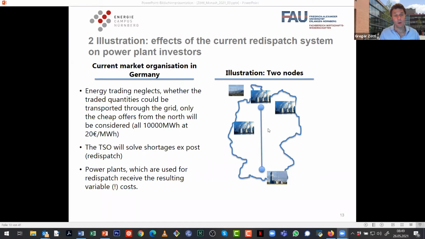And so basically, once the spot market closes, the TSO in a redispatch action would need to take into account this problem, meaning he would need to shut down some of those trades from the north, and he would need to make a phone call or some formalized procedure with those potentially existing plants in the south to tell them, okay, guys, we need you. We have a network problem.